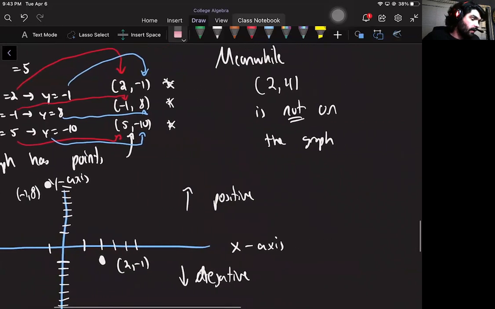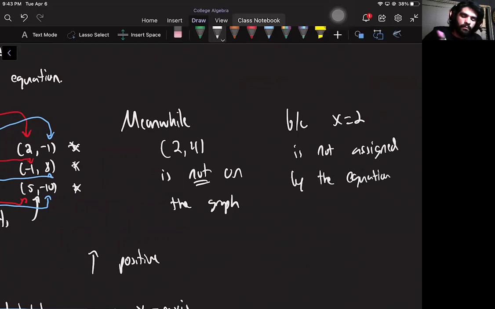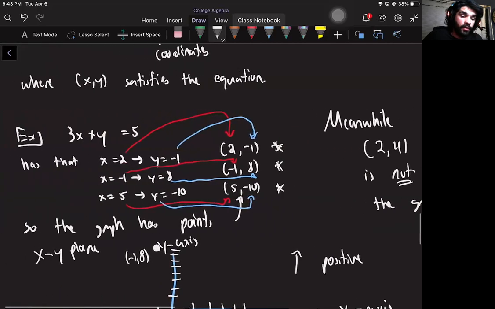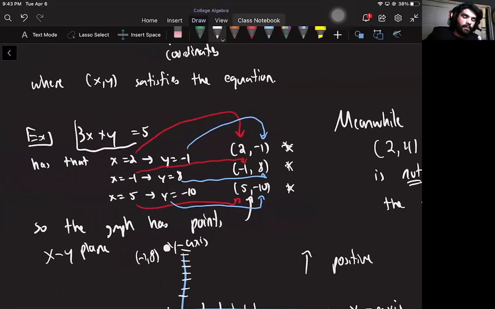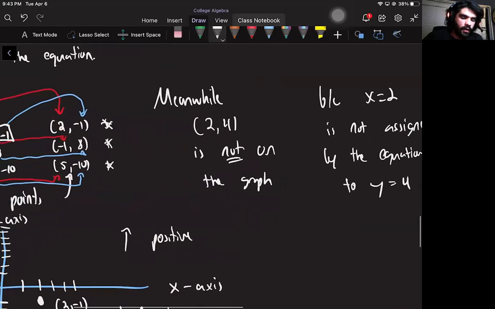And how do I know this is not on the graph? Well, it's because x equals 2 is not assigned by the equation to y equals 4. If I plug in x equals 2, I will not get that y equals 4. Because I already know if I plug in 2, I'll get y equals -1, and that's it. We already tested that. There was no other option. So there's lots of points that are not on the graph too.